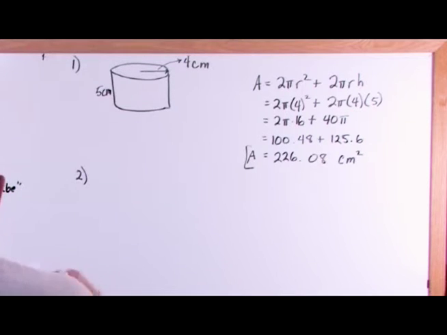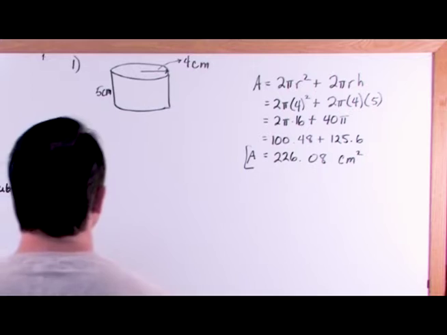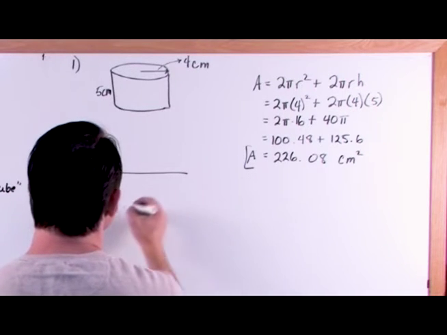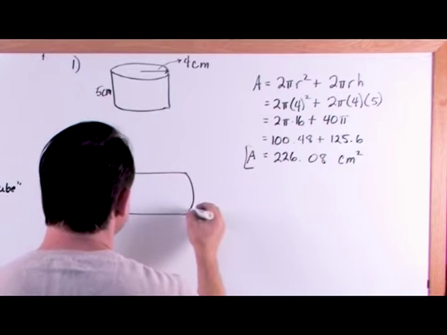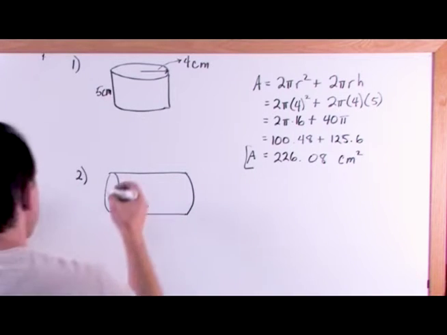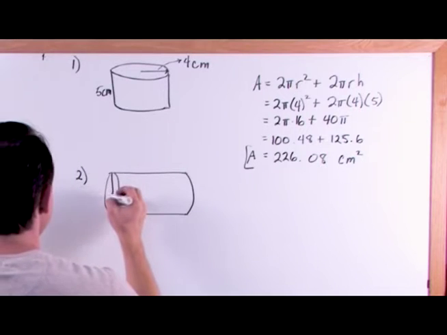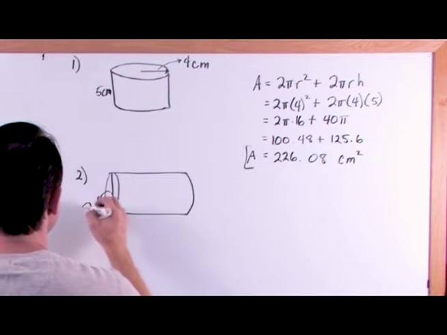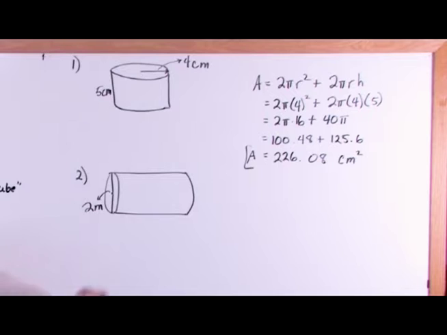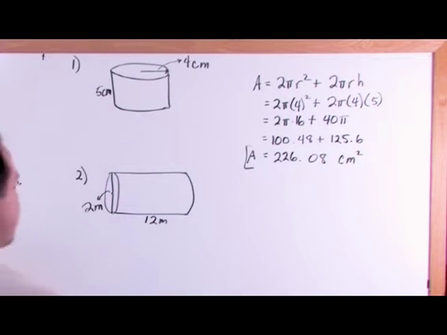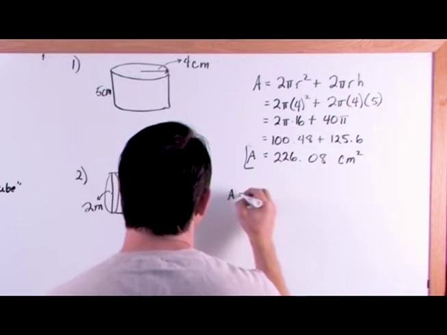Let's go ahead and go to the next problem, which is going to look like this. A cylinder like this. In this case, I'm not given the radius, I'm given the diameter, which is 2 meters. And I'm told it's 12 meters long. So how do I find the surface area?